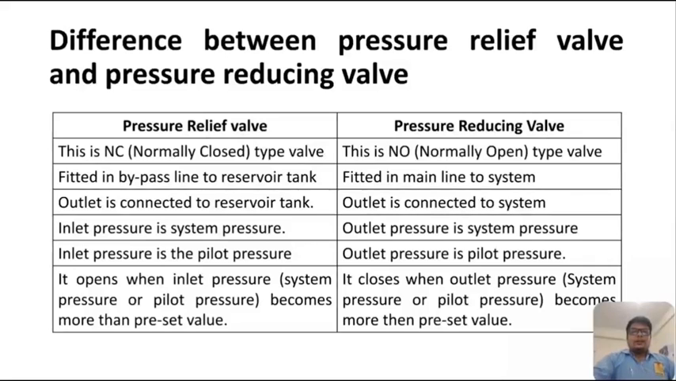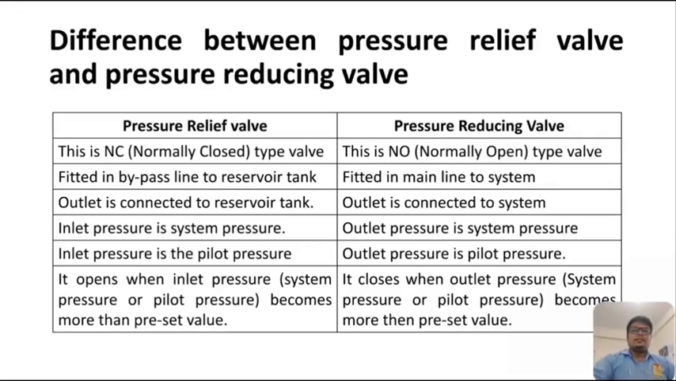In the pressure relief valve, the outlet is connected to the reservoir tank. On the other hand, in the pressure reducing valve, the outlet is connected to the system. In the pressure relief valve, the inlet pressure is the system pressure, while in the pressure reducing valve, the outlet pressure is the system pressure. The fifth difference is that in the pressure relief valve, the inlet pressure is the pilot pressure, while in the pressure reducing valve, the outlet pressure is the pilot pressure.